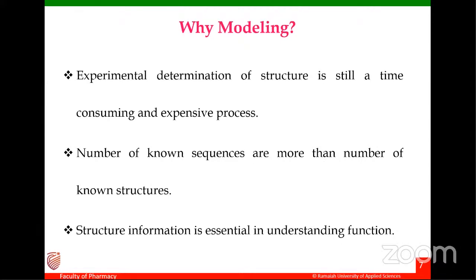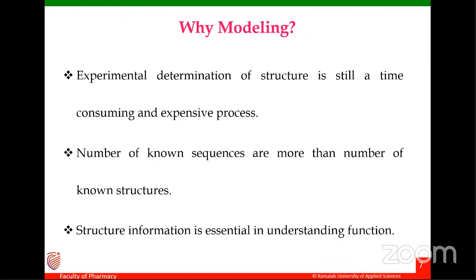So experimental determination of a structure is still a time consuming and expensive process. If you do a study in a lab, it will take time to predict what type of structure it is and how it got arranged. And then the second one is that the number of known sequences is more than the number of known structures. We have n number of known sequences, but we don't have the proper structure for them.